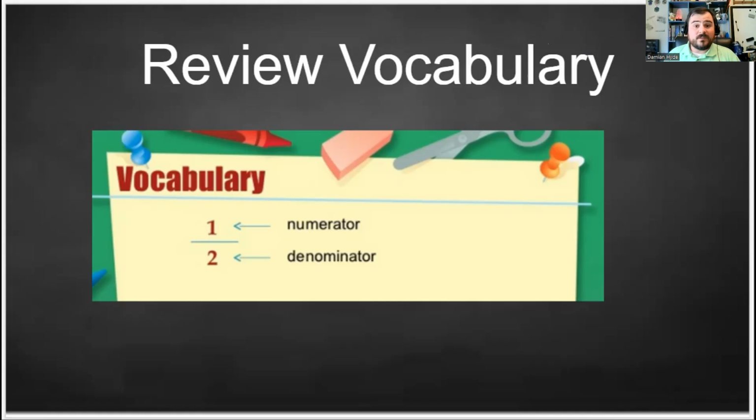Remember that fractions have two parts, right? They have their top number, which is the numerator, and they have the bottom number, which is our denominator, because that number is on the bottom. Get it? Denominator, the bottom.